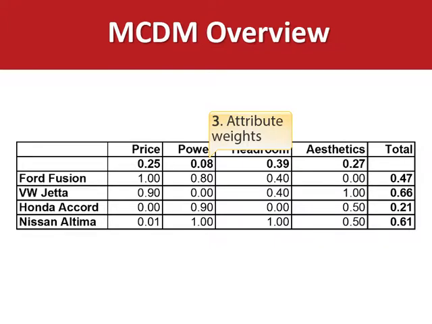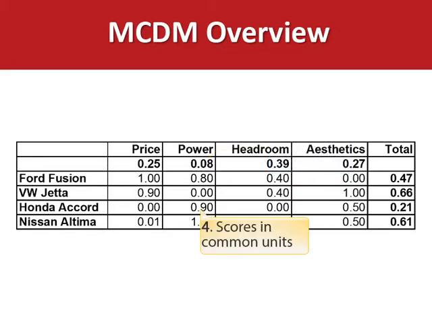Then we want to assign weights to these attributes. Some are going to be more important than others. Price may be more important than power, for example. So we don't want to use equal weights, but we want to be able to prioritize these different objectives, these different attributes. The fourth step is to compare apples and oranges.